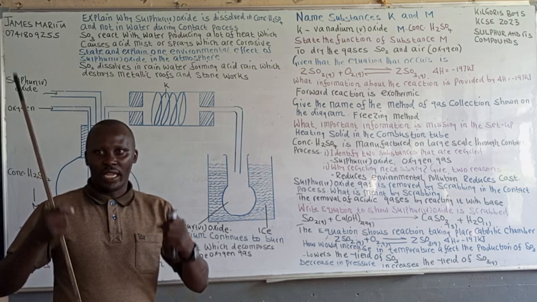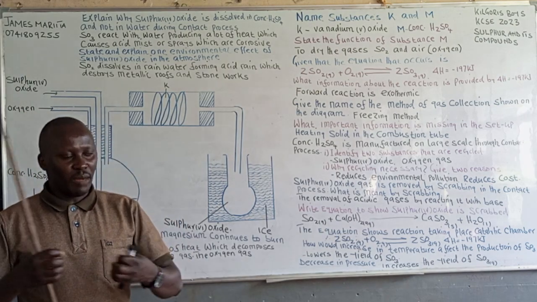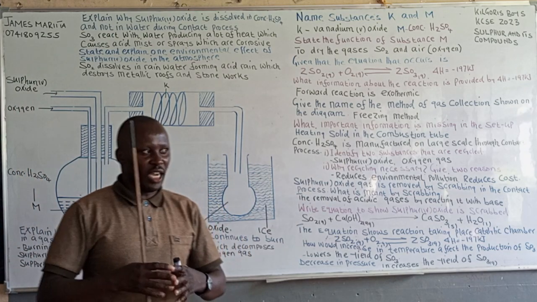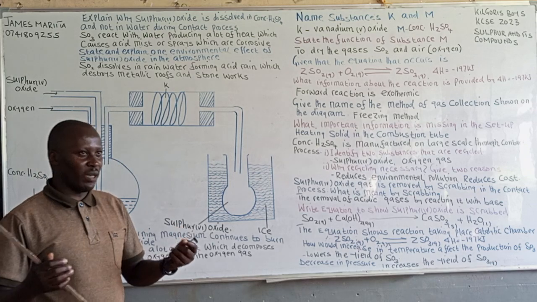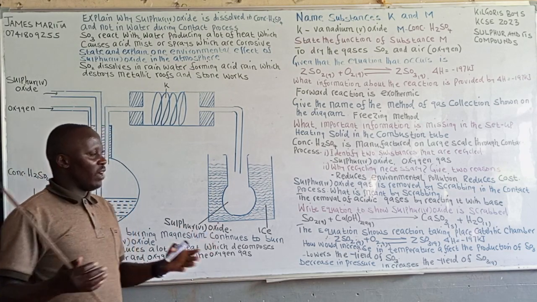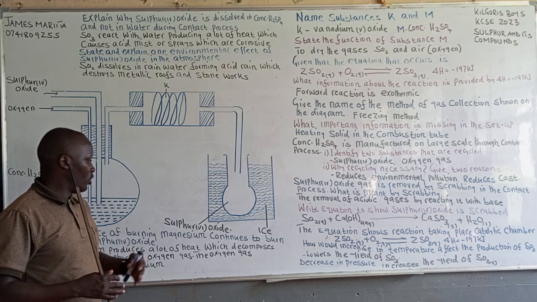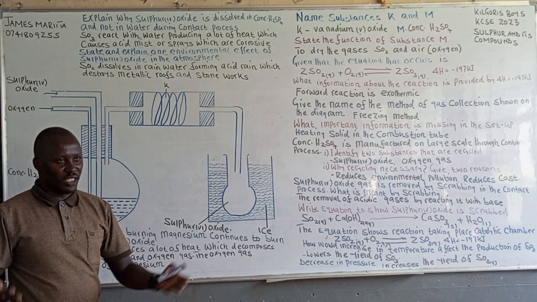Various methods are used to collect gas: use of a syringe when the gas is dry, like carbon monoxide. The dry carbon monoxide is normally collected by the use of a syringe. Dry oxygen gas can also be collected by use of a syringe. We have other methods like the liquefaction method, and then we have the freezing method.